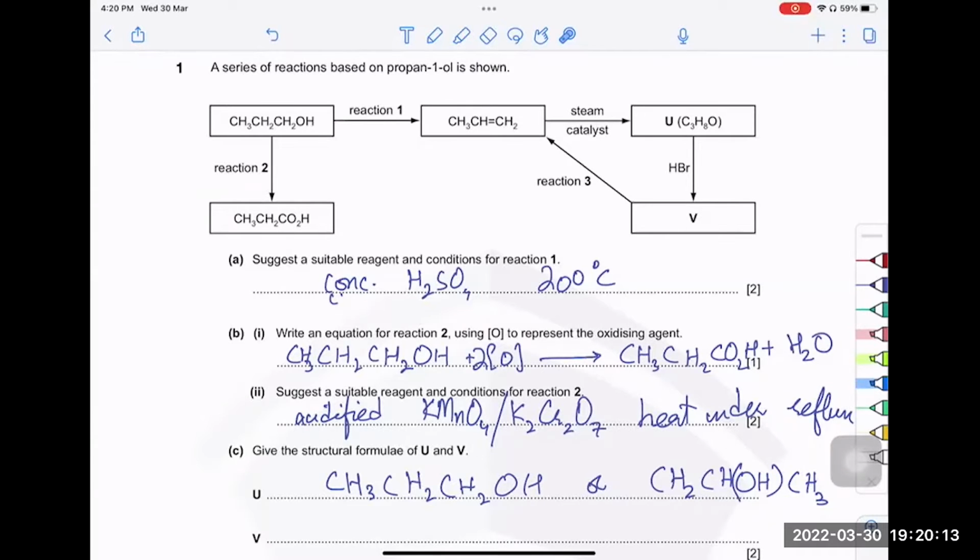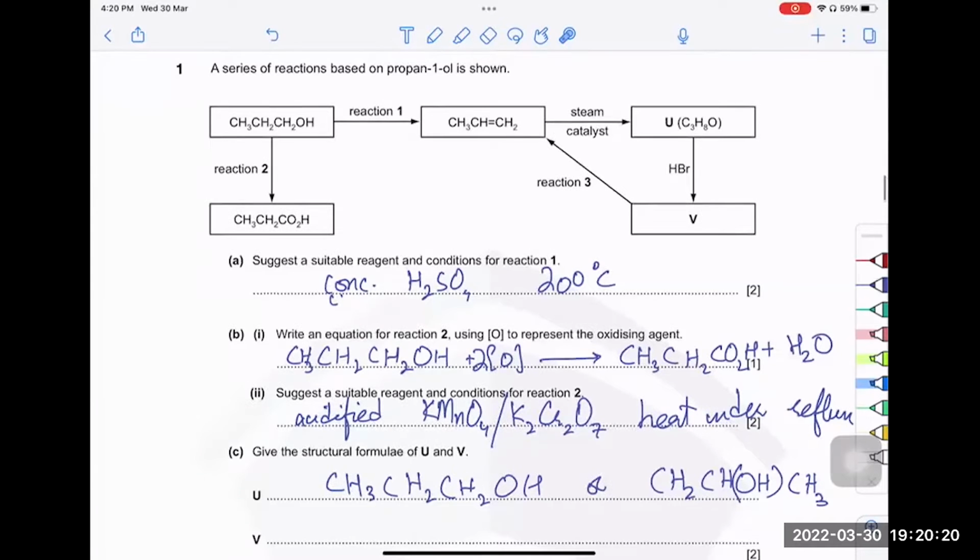Give the structural formula of U and V. V is basically when you do nucleophilic substitution of OH with Br. So depending on what alcohol you made, if you made the first one, then this will be this one. And if you make the second one, then this will be this one.